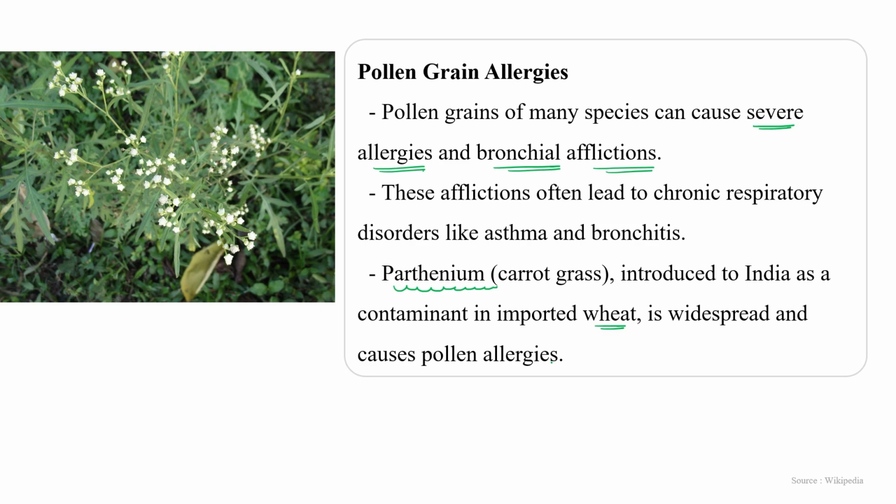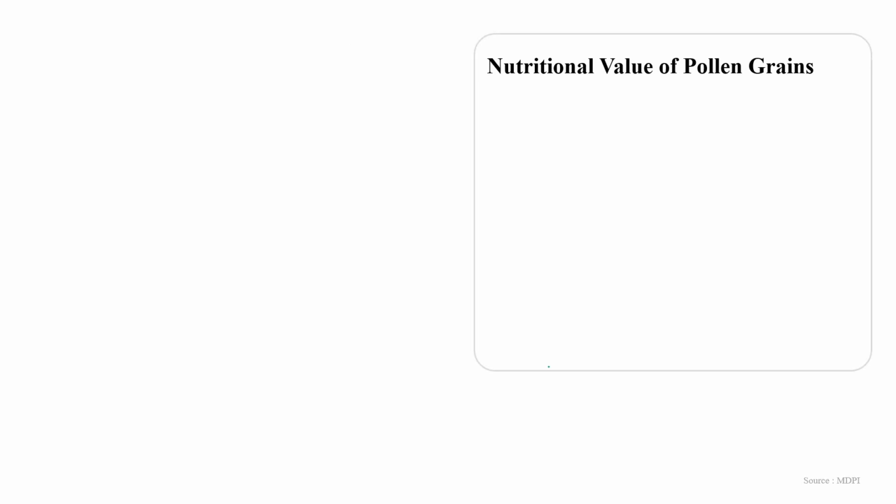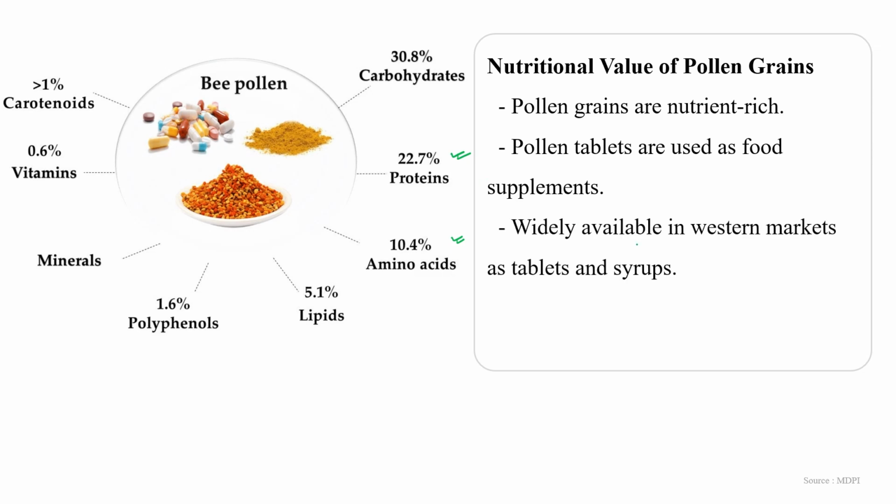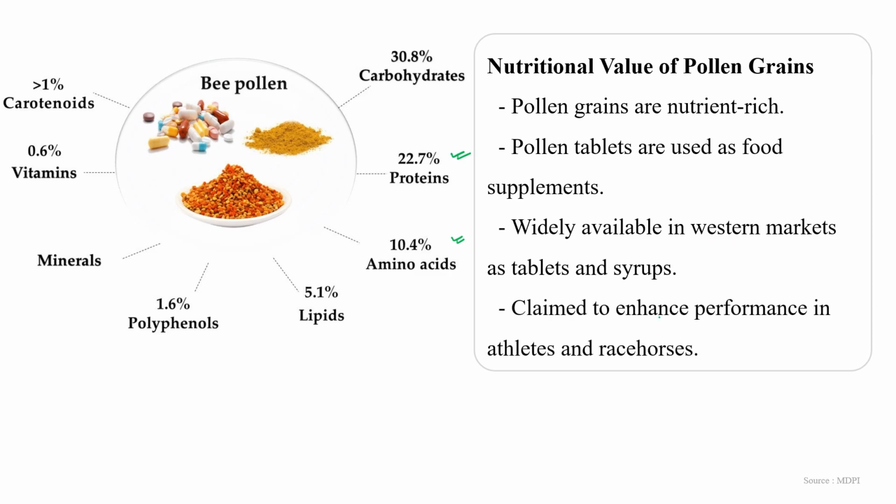But pollen grains have high nutritive value. They are nutrition rich. They have a good amount of protein, a good amount of amino acids, vitamins, minerals, polyphenols, carbohydrates. So in some countries, pollen tablets are very popular as a food supplement and widely available in the Western market as tablets and syrup.